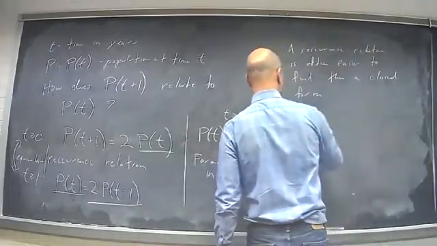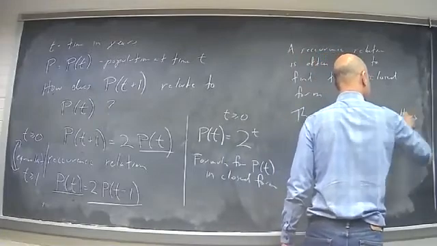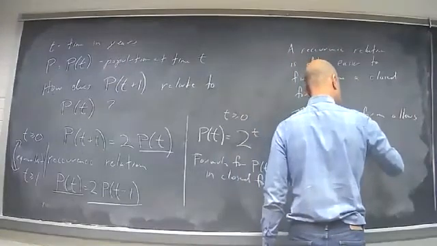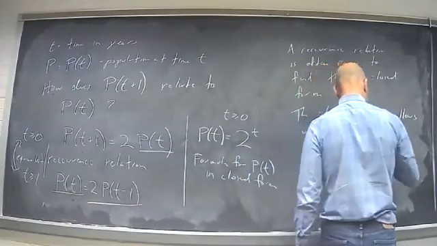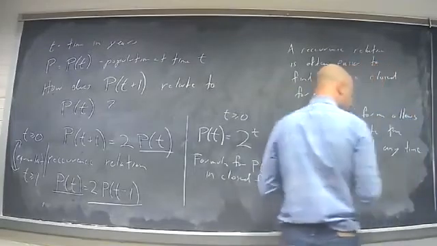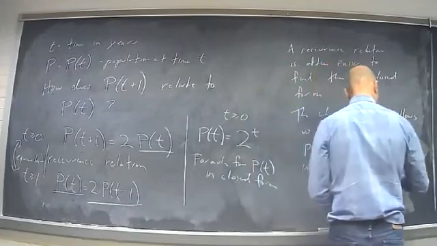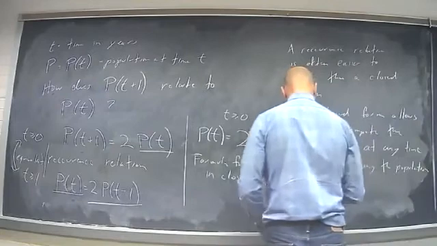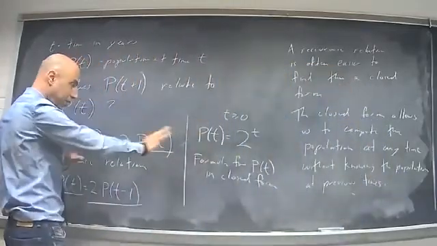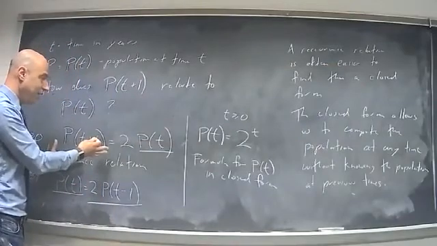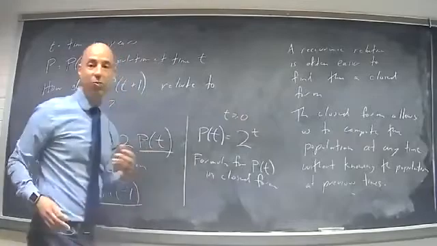So the closed form allows us to compute the population at any time without computing the population at previous times. So we have two forms of a model here. They describe basically the same model. This is easier to find, and this is certainly easier to work with, especially for large T's.